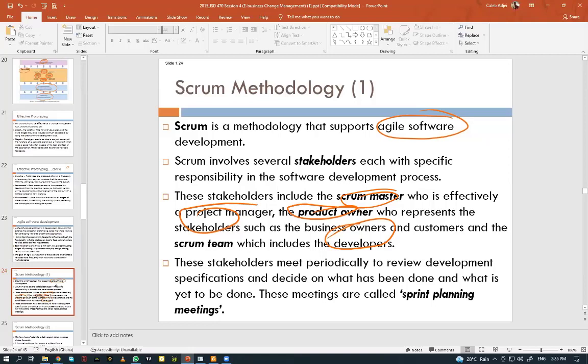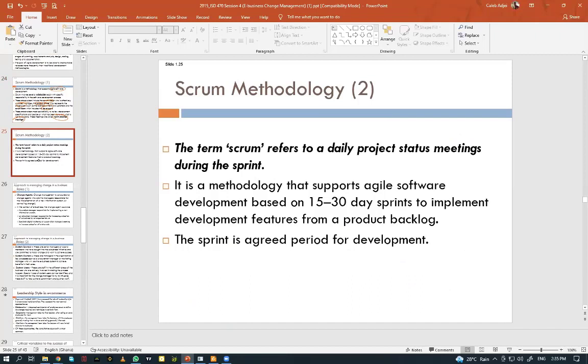These stakeholders meet periodically to review the development specification and decide on what has been done and what is yet to be done. These meetings are called the sprint planning meetings, okay? What has been done and what can be added to it. The term Scrum refers to daily project status meetings during the sprints. It is a methodology that supports agile software development based on 15 to 30 day sprints to implement features from a product backlog.